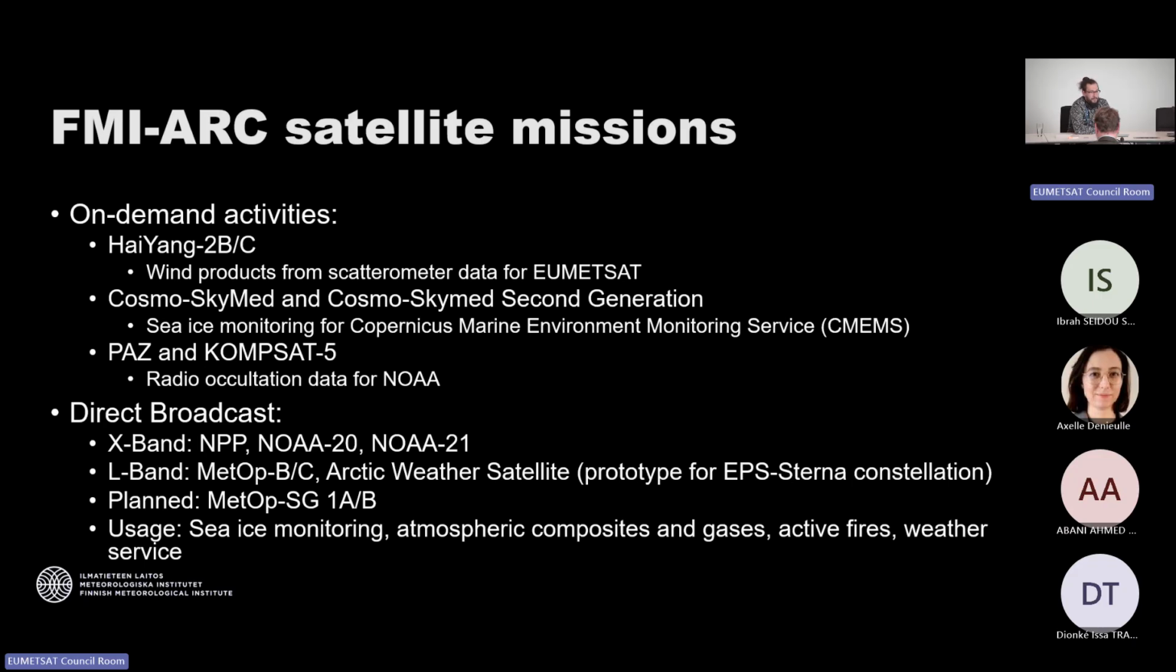And then, of course, we are planning to start receiving Metop Second Generation, the first one that is already flying, and then when available, the 1B as well. The usage for the direct broadcast missions is sea ice monitoring, atmospheric composition and gases, and weather service. So basically, the same topics as I would say everybody is working on in this room.